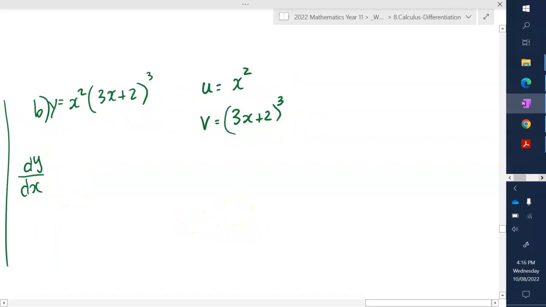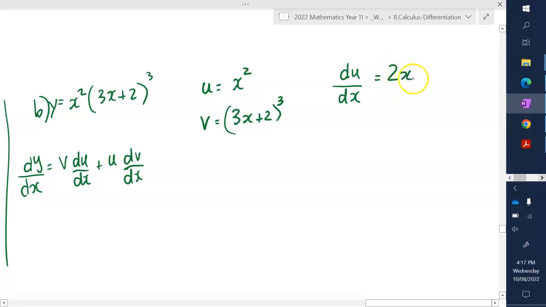Okay, so if we think about what our product rule tells us, to get dy/dx, we need v du/dx plus u dv/dx. We've got our v and our u. We need our du/dx and our dv/dx. So our du/dx we find from our u function. I differentiate u with respect to x and I end up with 2x.